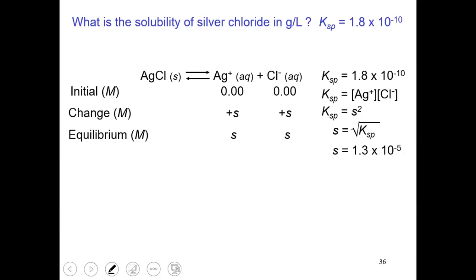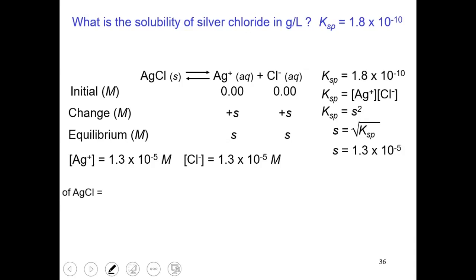But of course, when it dissolves, it dissociates. So you have S moles per liter of silver ions, S moles per liter of chloride ions. So let's write down those concentrations here, right? That's 1.3 times 10 to the negative 5 for silver and for chloride. Now, the question was, what is the solubility? In the absence of any other specifics, assume that solubility means the grams per liter, all right? Unless they ask you for something more specific than that. So default to grams per liter.